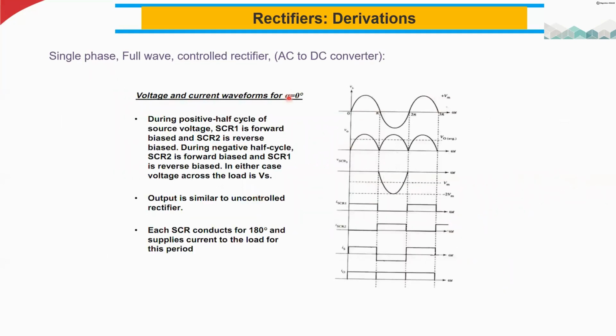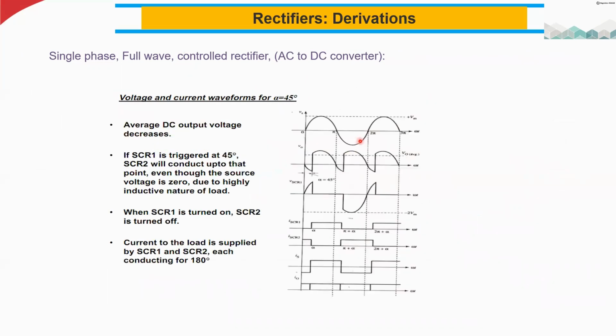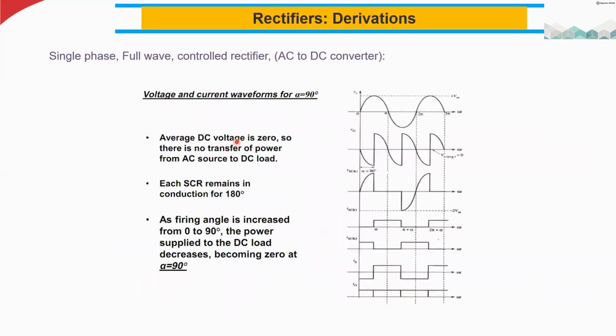When alpha is 0 degree, what is happening? When alpha is 0 degree, it acts like an uncontrolled rectifier because we get the full output. But when alpha is 45 degree, what is happening? Alpha is 45 degree means it's conducting only from 45 degree to 180 degree. Here we have the inductor, so that's why we have the negative side. And when alpha is equal to 90 degree, what's happening? You can see here, as the firing angle is increased from 0 to 90 degree, the power supplied to the DC load decreases. It's becoming almost 0.